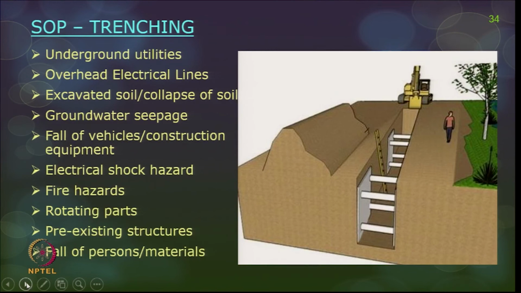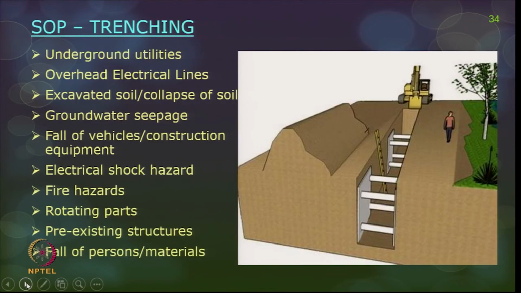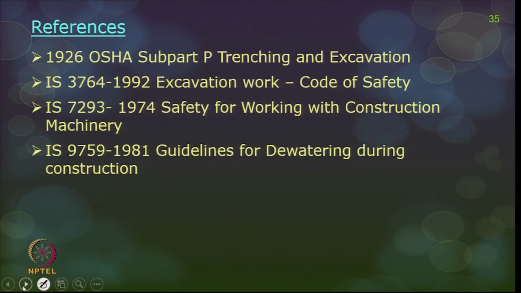Okay. So, again, what are the different hazards available? Underground utilities, overhead power lines, excavated soil or collapse of soil, groundwater seepage, fall of vehicles, fall of equipment, fall of person, electrical shock hazards, fire hazards, rotating parts of moving machinery, pre-existing structures. So, these are all the different hazards available.